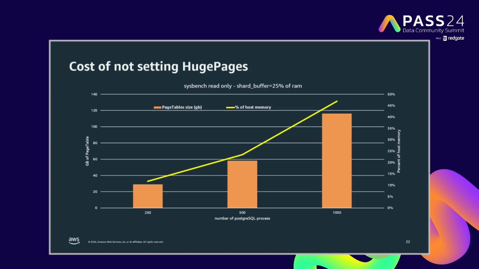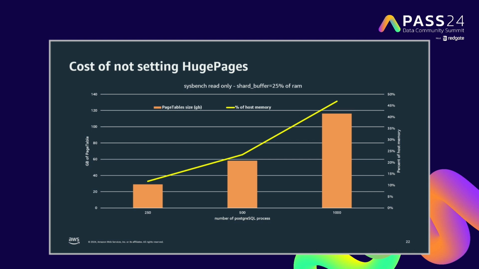To illustrate this, this is the cost of not using hugepages as a percentage of your RAM. So on the vertical axis, I have the page table size, so that's the yellow, or sort of tannish color. The bright yellow is the percent of host memory. And what we see is that even at 250 clients with this size of shared buffers, you're using like 30 gig of RAM. But at the top end, you're now using 40% of your RAM for the page table entries when your shared buffers are only 25% of your box, right?